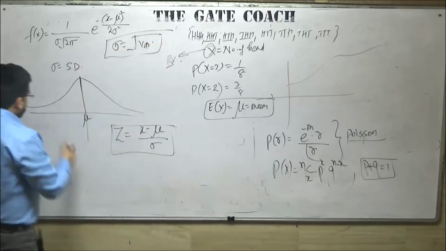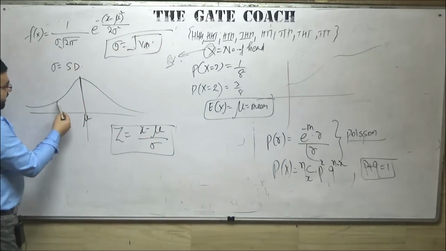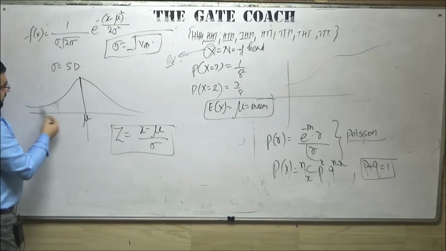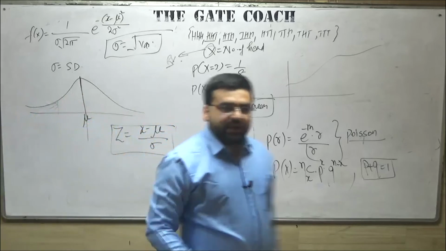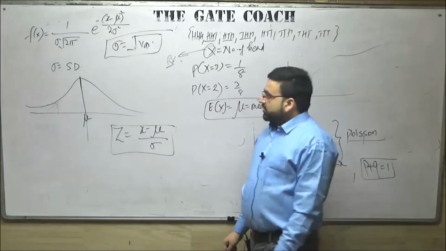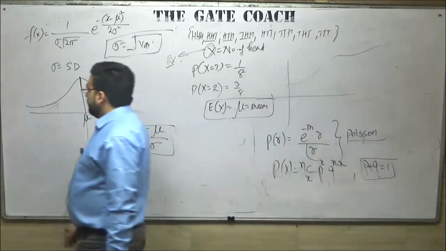Okay, and how to calculate the probability? For example, you want to calculate the probability of this. Then how do you get the probability? How do you see the graph? That also I have already told in the class. So this is about the normal distribution function.